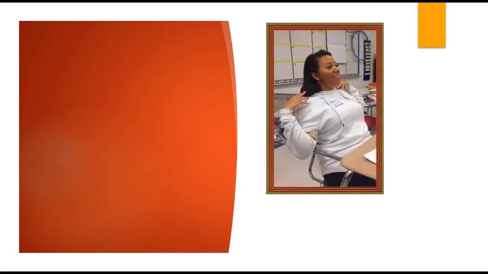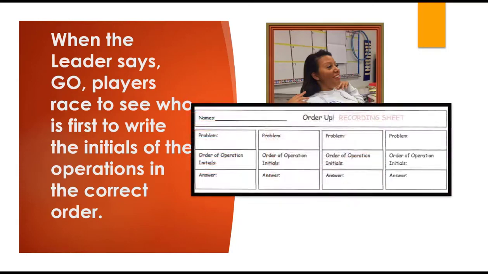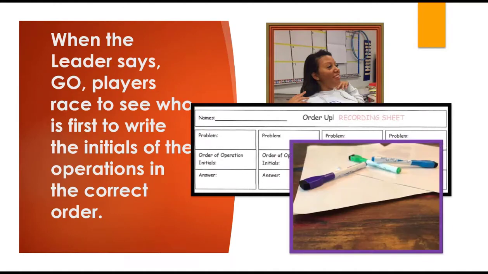All players put their hands on their shoulders while the top card is revealed. When the leader says go, they race to see who is first to write the correct initials of the operations in the correct order. Players may record on a whiteboard, a recording sheet, or a scrap of paper.